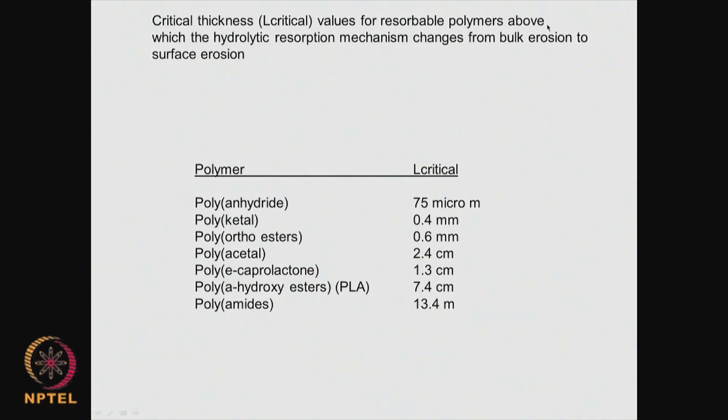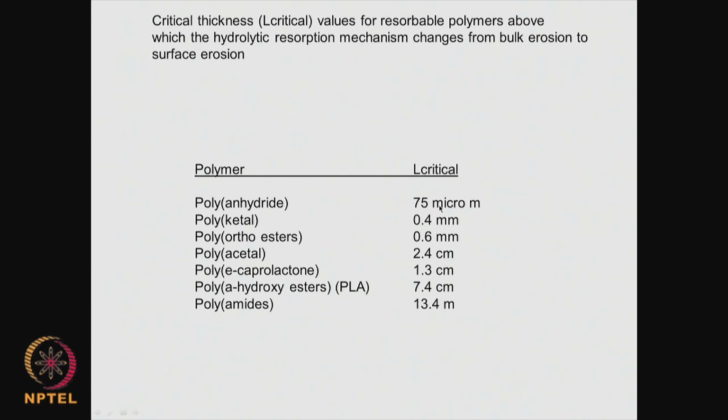Okay, so, what is the critical thickness for resorbable polymers above which it's bulk or surface? So, for these polymers, if the thickness is less than this, it will be a bulk degradation. What it means is water has to ingress. If the water can ingress inside, then you can have a very good bulk degradation. If the water cannot ingress into it, that means the degradation is faster, then it will be a surface degradation.